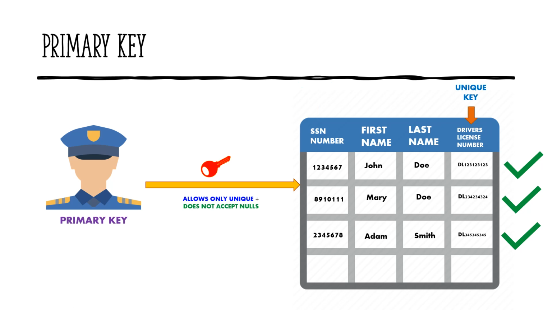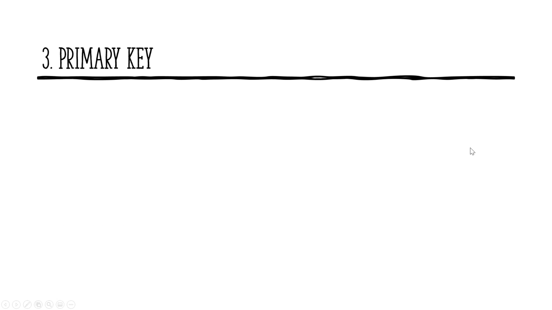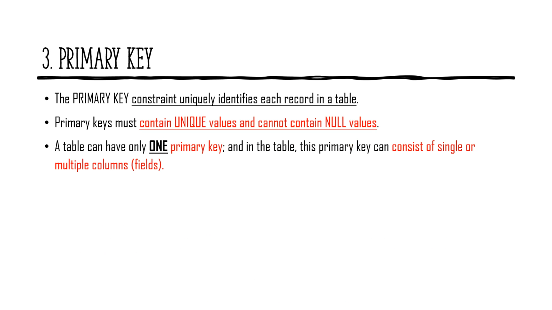So here you can actually define a primary key on your SSN number and a unique key on your driver license number. So the primary key constraint uniquely identifies each record in a table, and the primary keys must contain unique values and cannot contain null values. And a table can have only one primary key, and the primary key can consist of single or multiple columns.